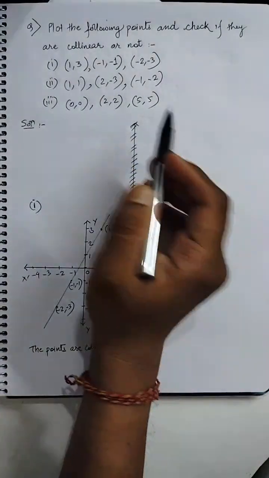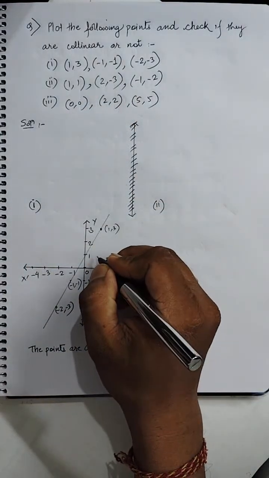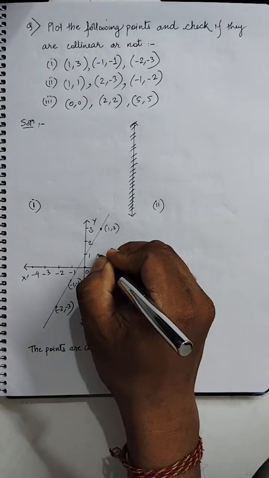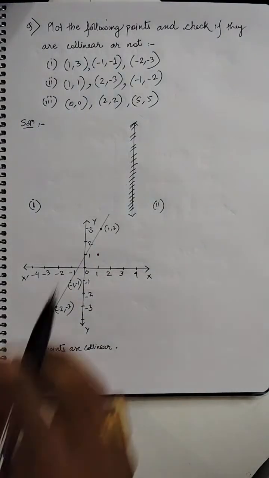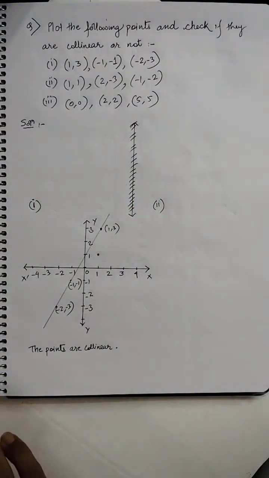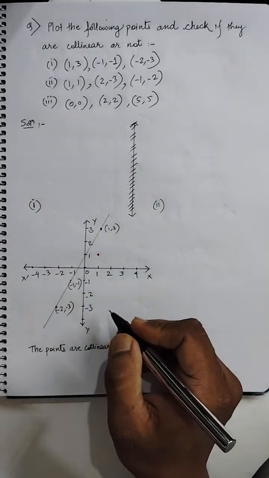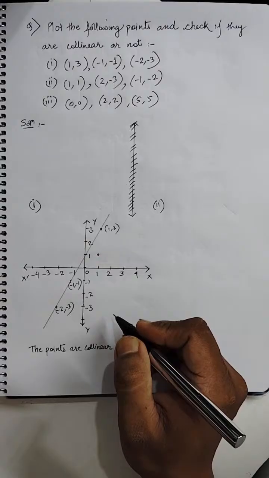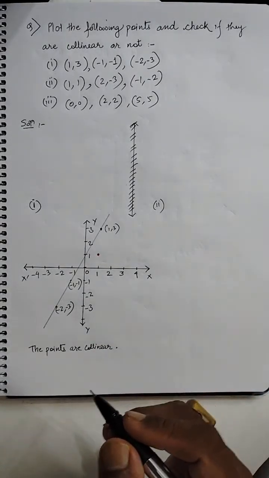Question number 2. So we have 1 and 1. So this is 1 and 1. Next point is 2 and -3. X is 2 and y is -3. So that means this point lies somewhere on the fourth quadrant. X is 2 and y is -3, so we have to take the measurement.